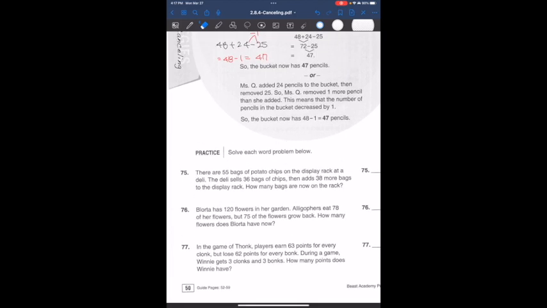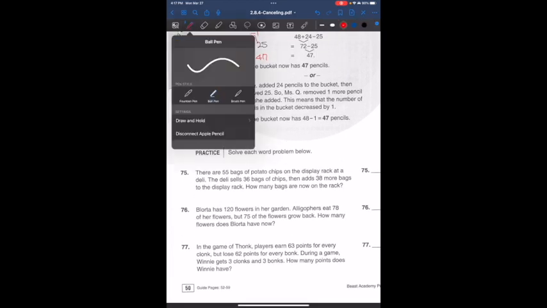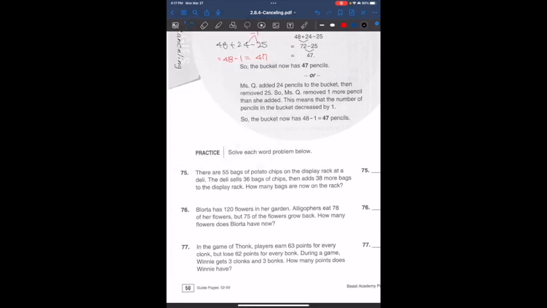Now let's look at question 75. There are 55 bags of potato chips on the display rack at a deli. The deli sells 36 bags of chips and then adds 38 more bags to the display rack. How many bags are now on the rack? So we start with 55 and we sell 36 and then add 38 more.